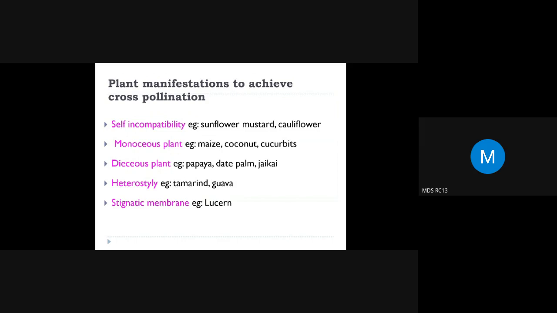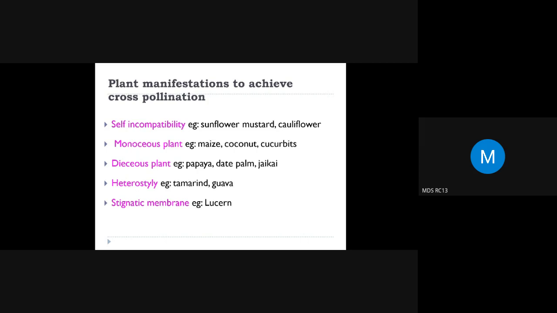For example, commercially we see it in vanilla. Vanilla is a spice crop, an aromatic crop. We see that in Madagascar, where a solitary bee pollinates it naturally. Otherwise, in Indian conditions and wherever vanilla was introduced, pollination must be taken up manually.